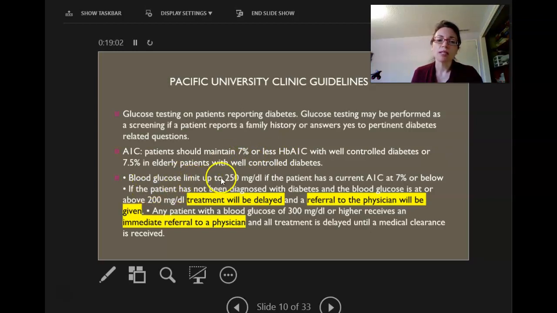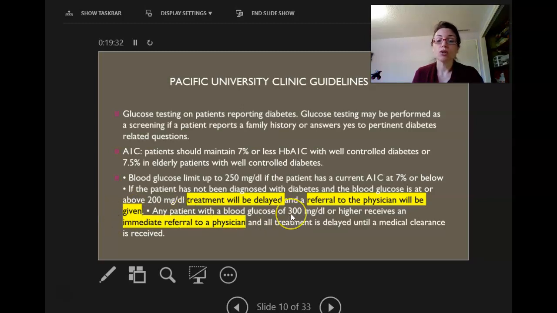Blood glucose limits up to 250 if the patient has a current A1C. So if you have their A1C documented, you take their blood glucose and it's 235, you can still see them as long as their A1C has been documented at 7 or below. If the patient has not been diagnosed with diabetes and the blood glucose is at or above 200, so 199 is the cutoff, then treatment must be delayed and they must be referred to their physician.